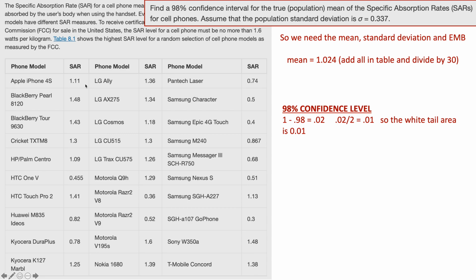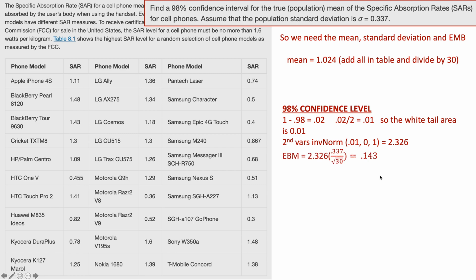Step 1, the green area would be 98. So 1 minus 0.98 is 0.02. Dividing that into 2, it's 0.01. So the white tail area is 0.01. Now I need to find the z-score associated with that. That's second VARS, inverse norm, 0.01, and I get 2.326.